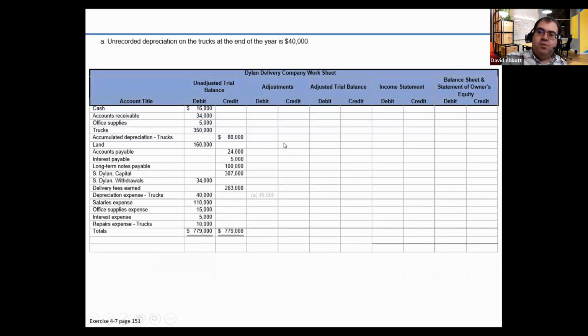Okay, so then what we'll do, the first one they told us about was the depreciation for the trucks. So it would be a debit adjustment on the trucks for $40,000. So we'll debit depreciation expense, trucks for $40,000, and then we'll credit the accumulated depreciation on trucks.